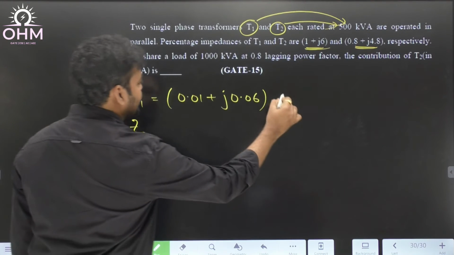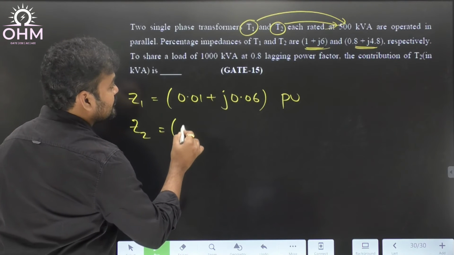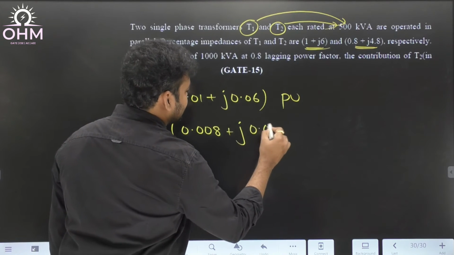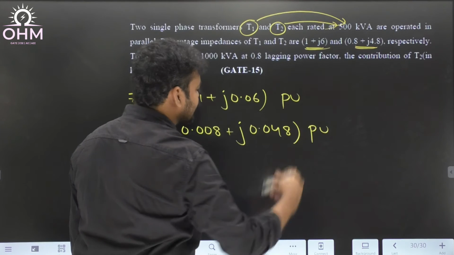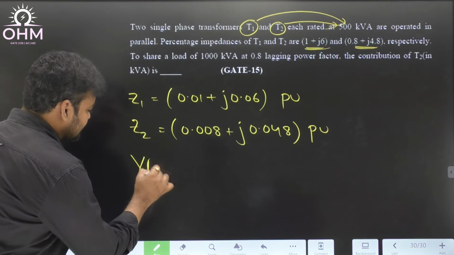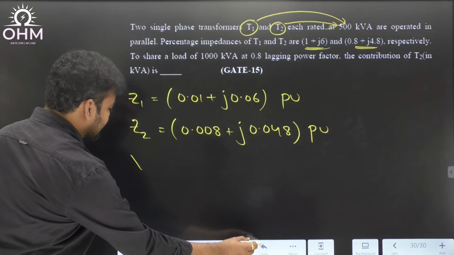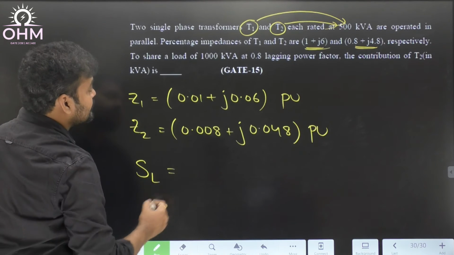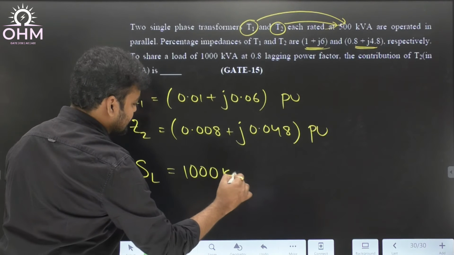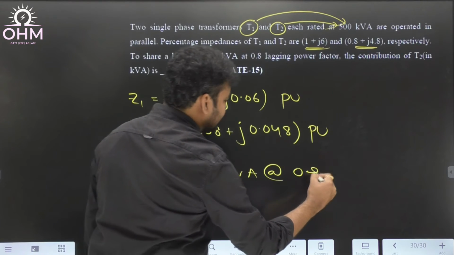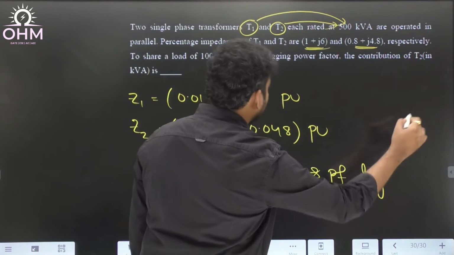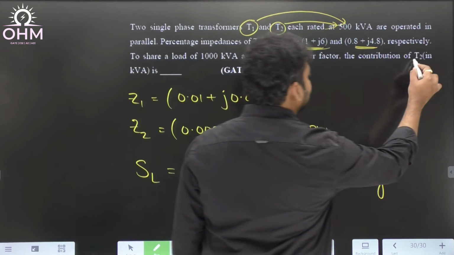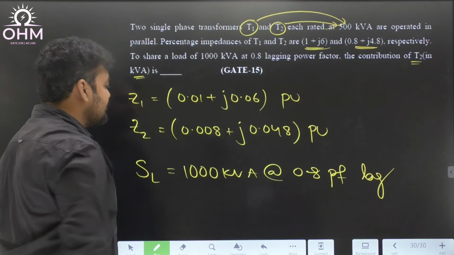Z2 per unit impedance is equal to 0.008 plus j0.048 per unit. And what is the total load power, or better to write, S load? S load is equal to 1000 kVA at 0.8 power factor lagging. Now we need to find out the contribution of T2, in volt-ampere power only. kVA contribution we need to find.